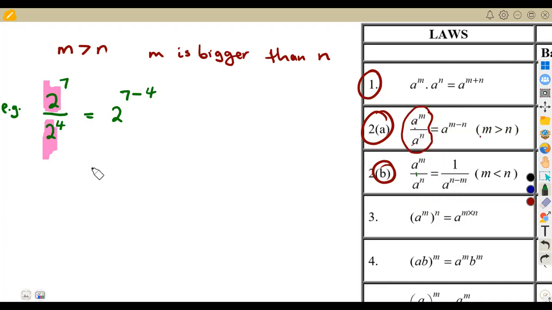So let us subtract. This will be 7 minus 4, which is a 3 in that case. Then you can simplify: 2 to the exponent of 3 means 2 times 2 times 2.